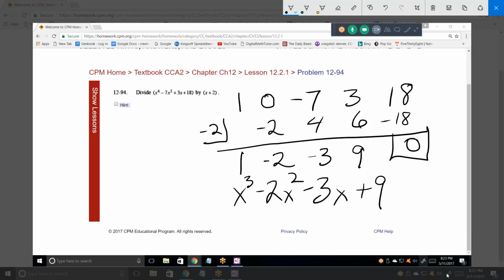Notice that our answer has an x cubed in it, even though our polynomial didn't have one. That's why you need the dummy variables, is because you'll frequently end up with that variable to the degree that's missing. And it is quite a bit easier to do it synthetically, if you can.